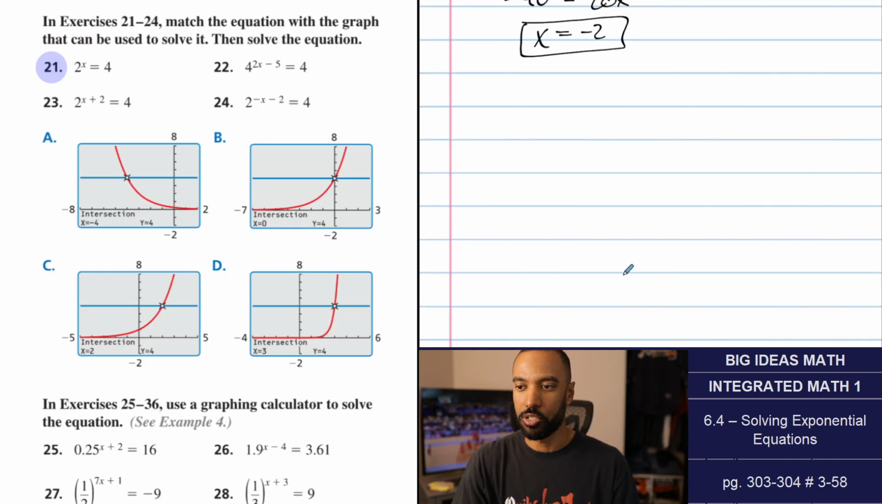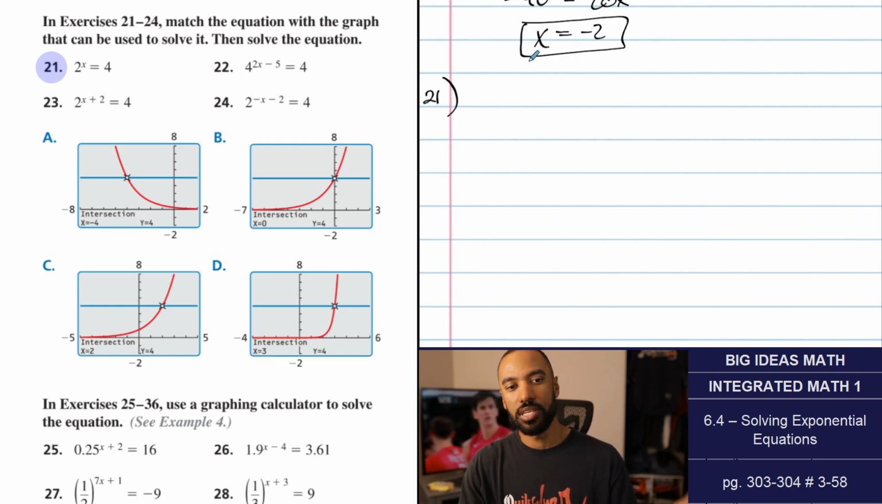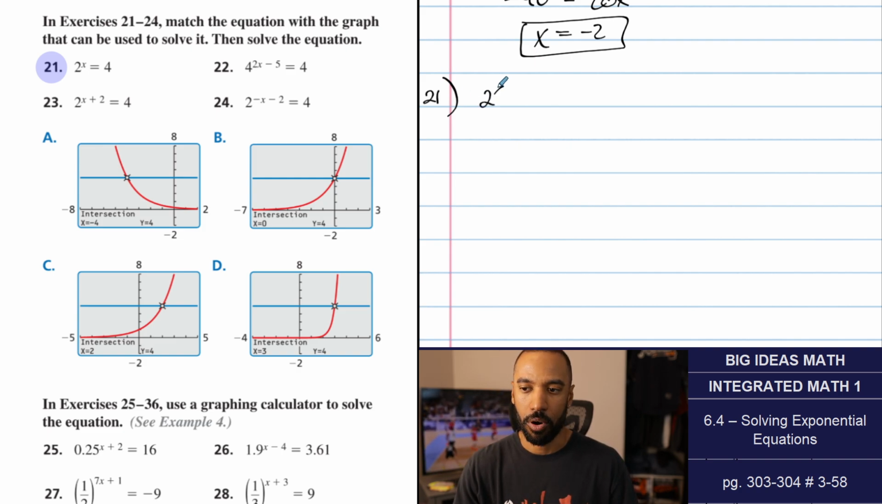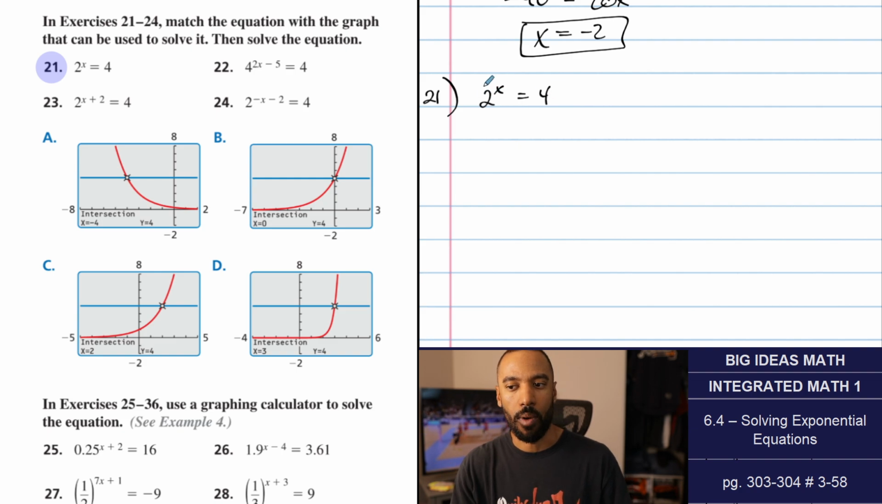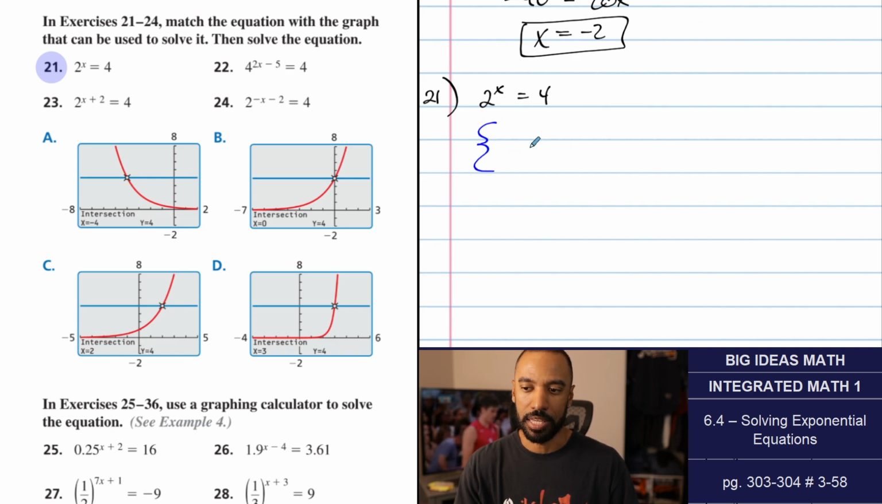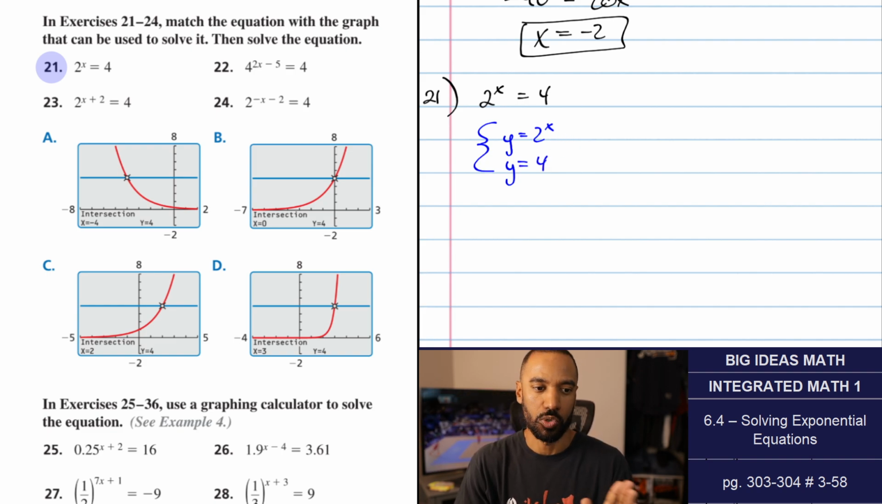It looks like this is where we start to do some solve by graphing stuff, but here we're going to match. It says match the equation with the graph that can be used to solve it, then solve the equation. So for these, this is where we would look to set y equal to this and y equal to that. So I'll write that for this problem. I think the other ones I'll just state out loud. We're looking for y equals 2 to the x and y equals 4.